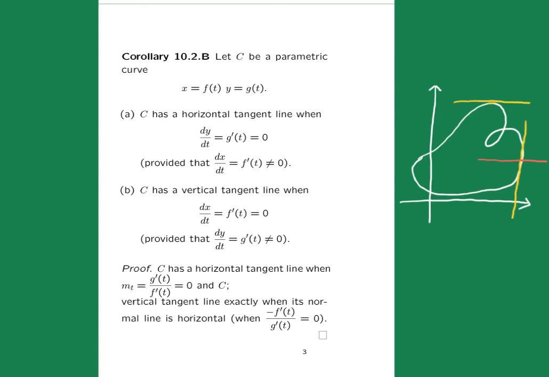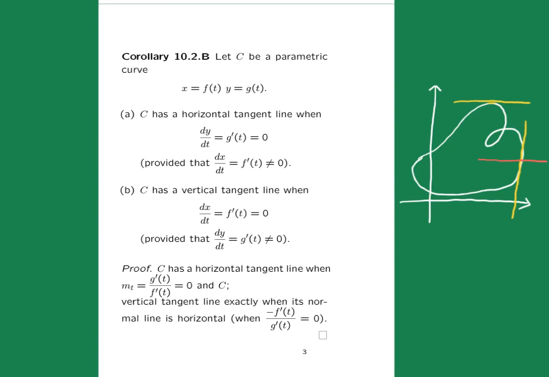When is this normal line horizontal? In other words, when is this slope of the normal line equal to 0? Well, that's going to happen when the numerator is 0 and the denominator is not 0. So, in other words, when f prime of t is 0 and g prime of t is not 0, the normal line will be horizontal, and therefore the tangent line is going to be vertical. So to summarize, C is going to have a vertical tangent line when dx dt, equal to f prime of t, this numerator here, is 0, and the denominator here is not 0.